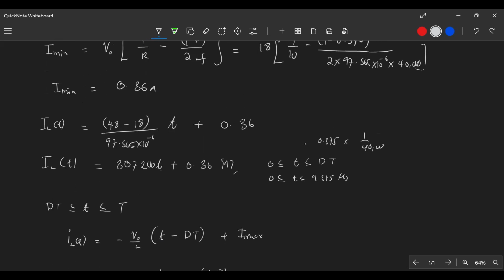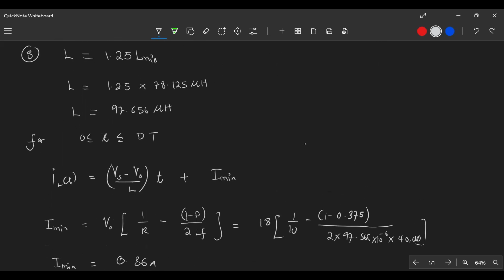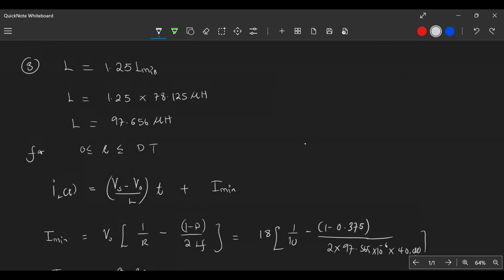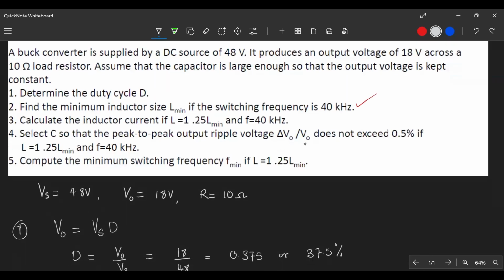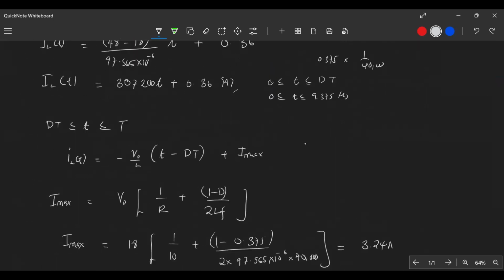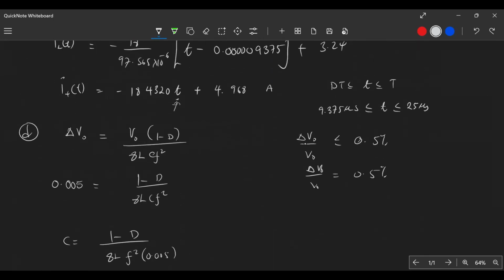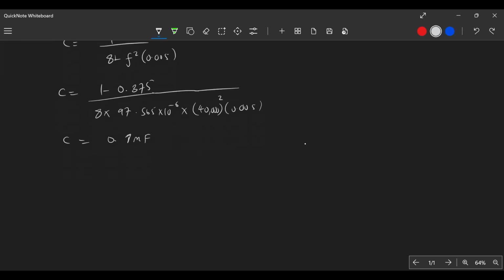And then the last part of the question, we need to find what? We have to calculate the minimum switching frequency. Okay, the minimum switching frequency. So again, that one requires the formula, of course. So that is, I don't know, part E.